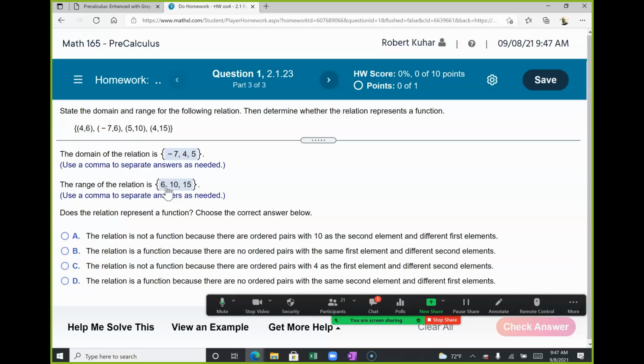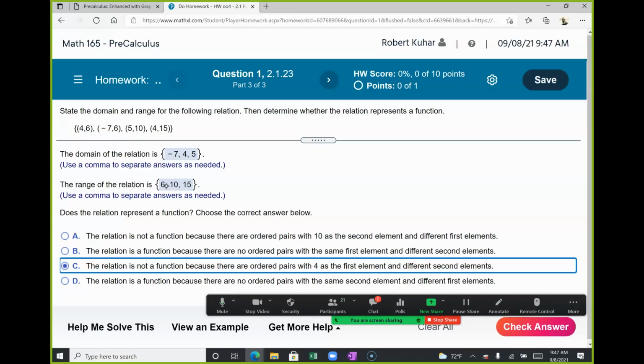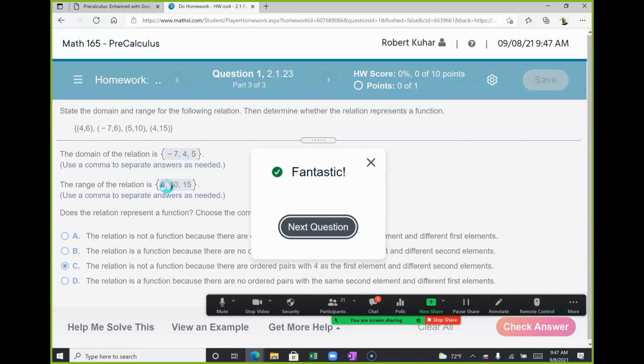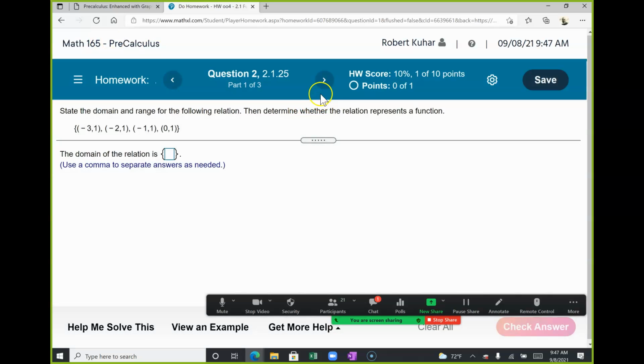So this is not a function. We already know because of the repeated 4. Is the 10 an issue? No, that's a Y value. Is the 4 an issue? Yes, that's the X value, right? Nice. So we don't need to keep looking at problems like that. They're a little bit annoying, but they should be quick.